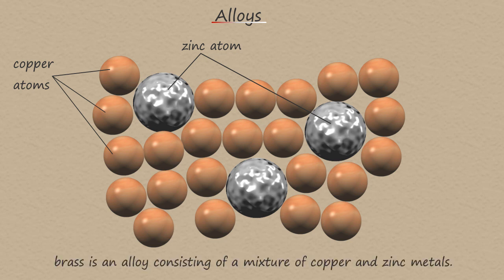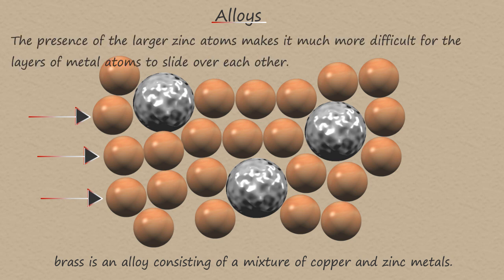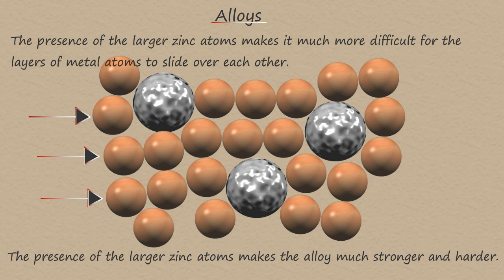As an example, consider the alloy brass. Brass is made by mixing the two metals, copper and zinc. The image shown on screen shows the structure of brass. You can clearly see this time that the presence of the larger zinc atoms will make it much more difficult for the layers of copper atoms to slide over each other if the same pushing and pulling forces are applied. The presence of these zinc atoms will make the alloy much harder and stronger.